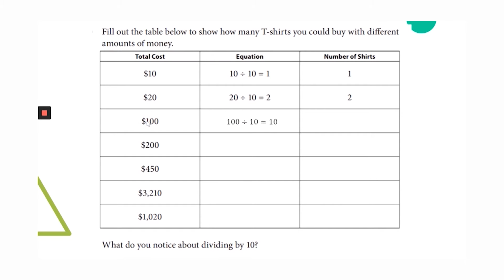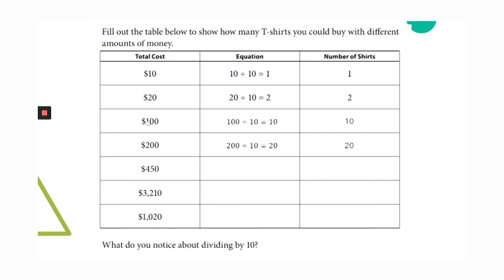Okay, so you should have 100 divided by 10 equals 10. So you could buy 10 shirts if you had $100. How about if you had $200? Go ahead. Okay, so the equation you should have is 200 divided by 10 equals 20, and you'd be able to buy 20 shirts, of course. Okay, what about this one?